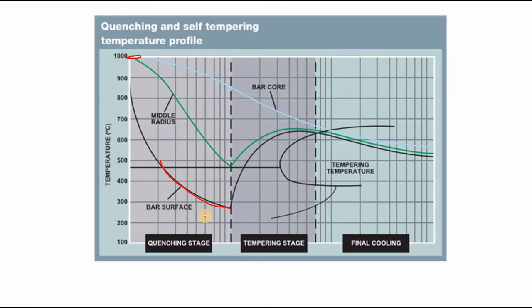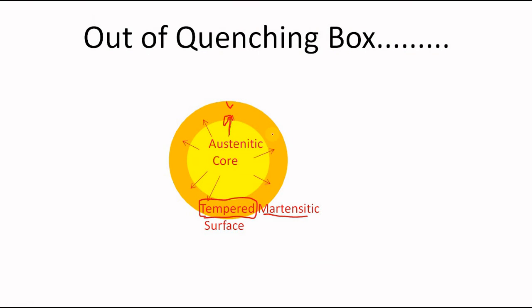If you look at the temperature profile, you can see that when you take out your rolled steel from the quenching box, the temperature at the surface is near about 250 degrees centigrade, but at the core it is near about 850 degrees centigrade. So obviously, due to this thermal gradient, the heat flows from the core towards the surface, and the surface temperature again increases, and this is known as the tempering stage of the martensitic iron. This tempered martensite is harder compared to the martensite surface.